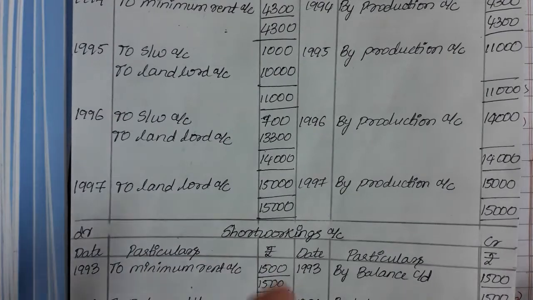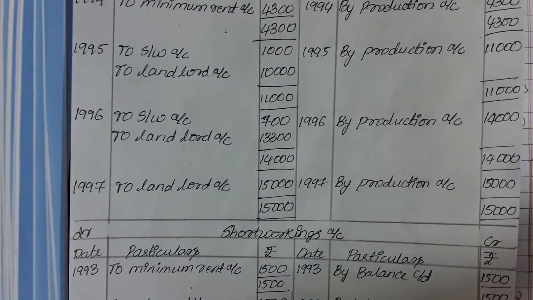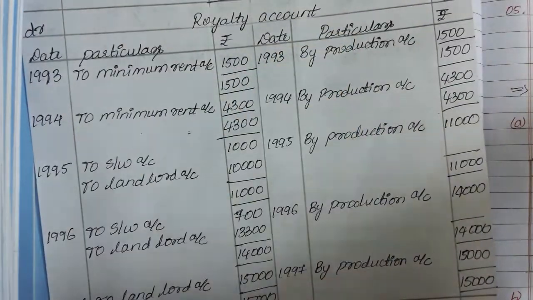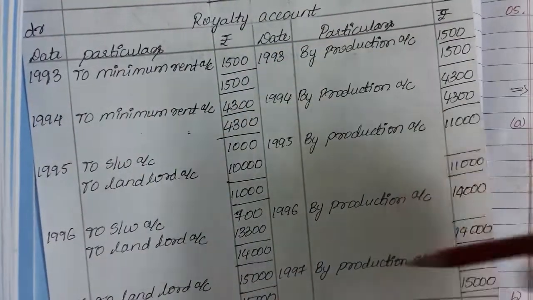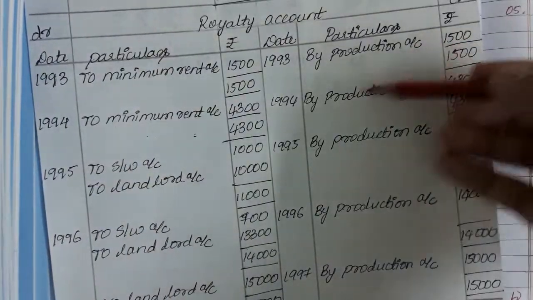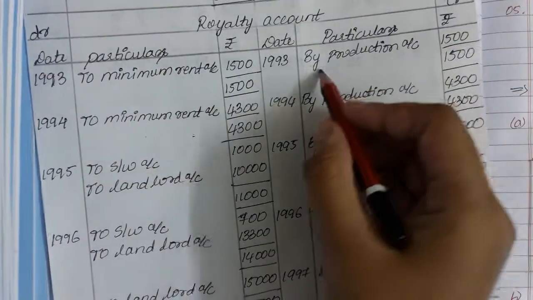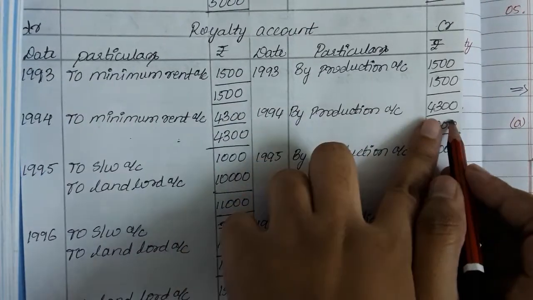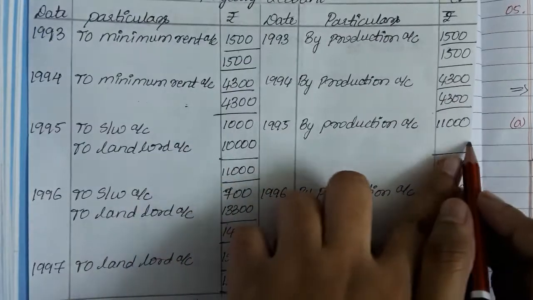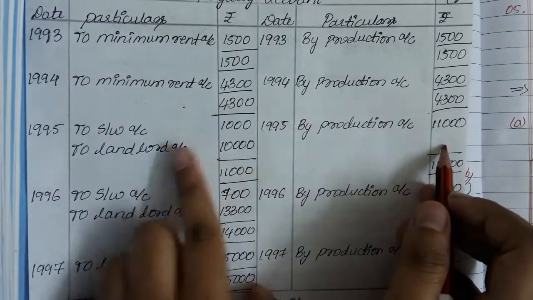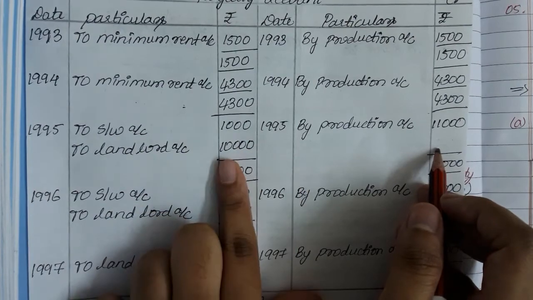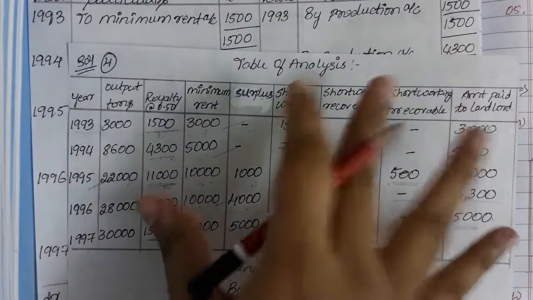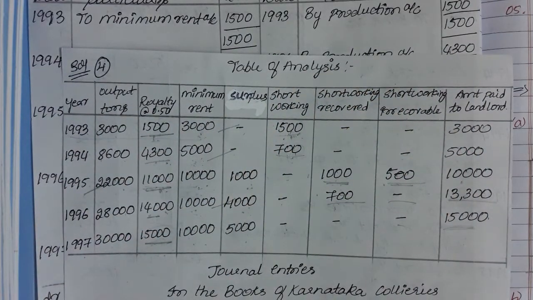There was no short workings, nothing to recover. So all the money you got in the royalty, you will be writing on the credit side by production, and you will be showing what you did with this 1,500. So in 1,500 I paid for minimum rent. In this 4,300 I paid for minimum rent, but in this 11,000 I split it. So short workings 1,000 and landlord 10,000. So to prepare everything, this table of analysis is very important.